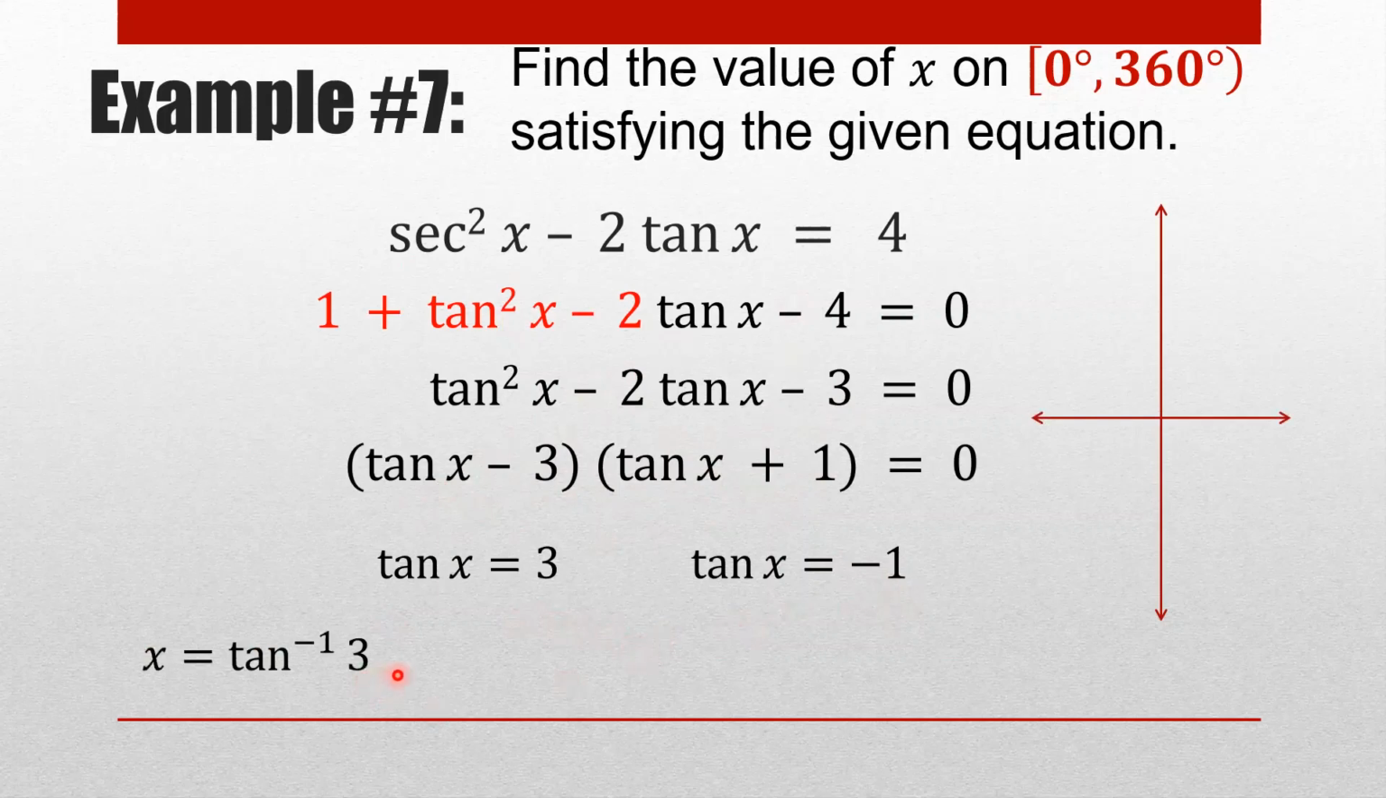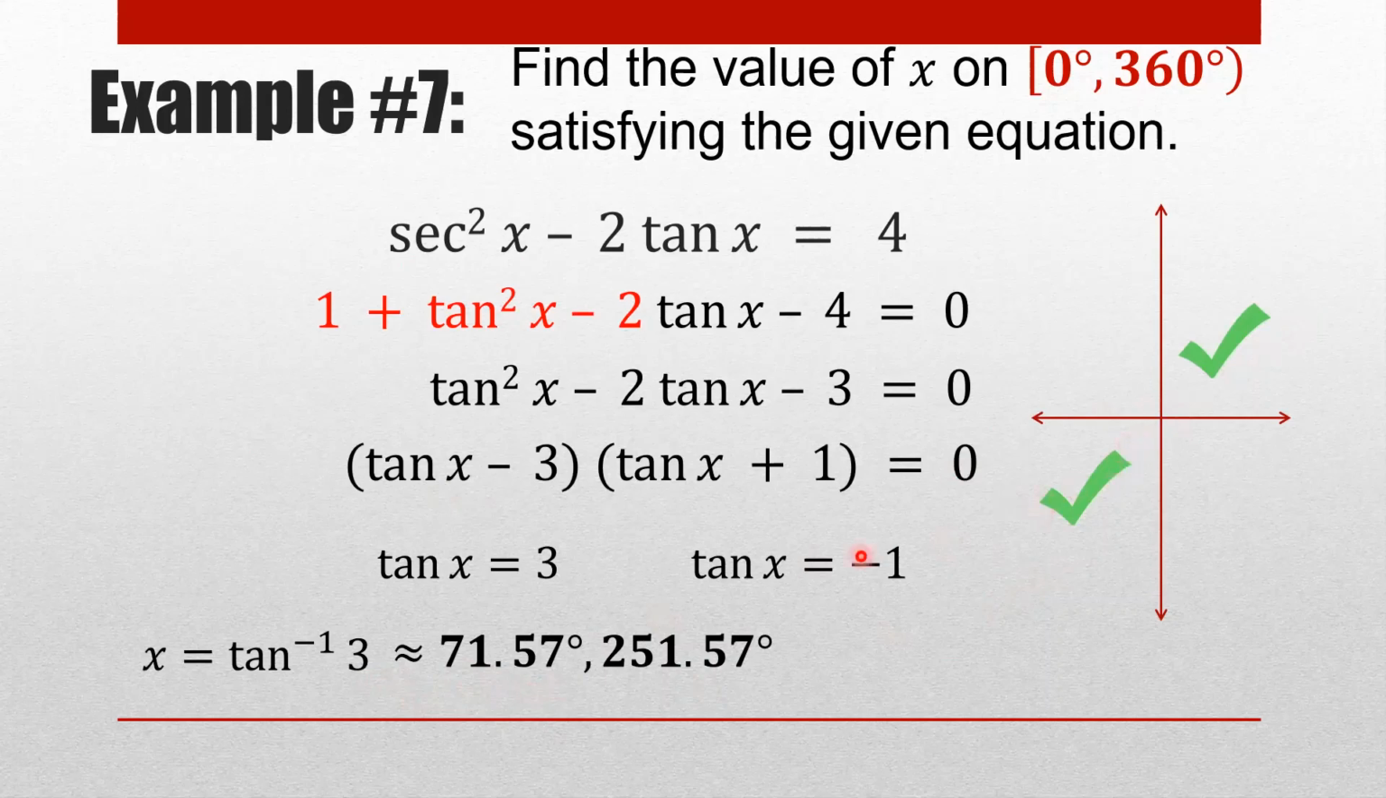Arctan of 3, is that possible? Dito siya sa first quadrant kasi positive, no? Pwede rin siya sa third quadrant, positive pa rin, no? So ano yung ating mga values? Hindi ganun ka-special. So using our calculator, that would be 71.57 for the first quadrant.